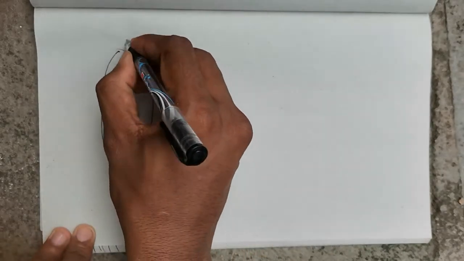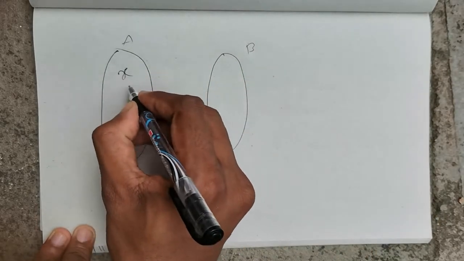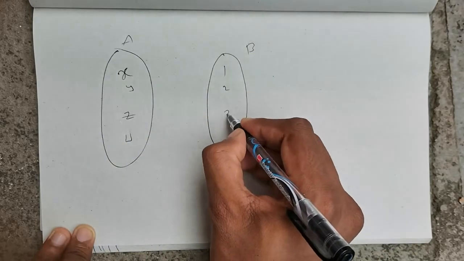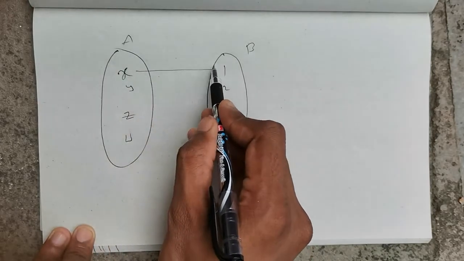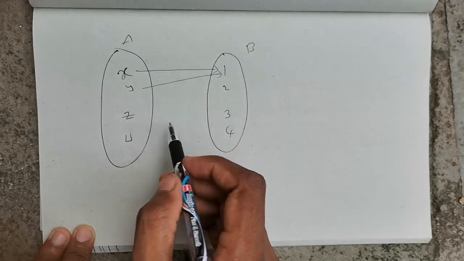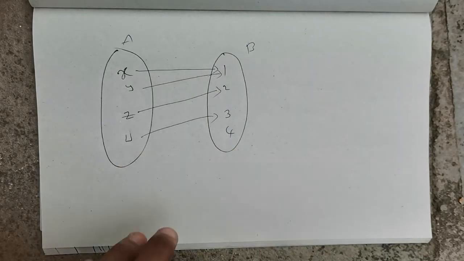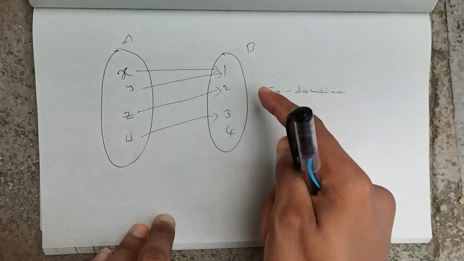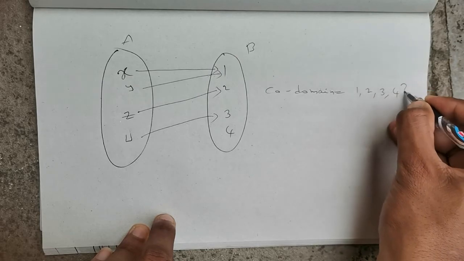Let us take one more example. Set A and set B we have. In the set A we have x, y, z, w, and in the set B we have 1, 2, 3, 4. X connected to 1 and y also connected to 1, z connected to 2 and w connected to 3. Now if we write the codomain, here the codomain is nothing but the total set B, that is 1, 2, 3, 4.